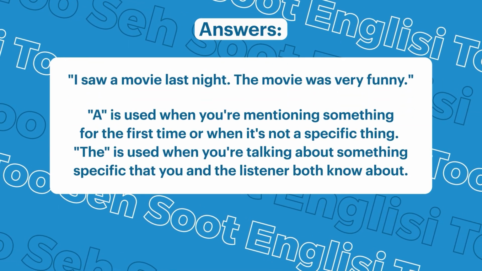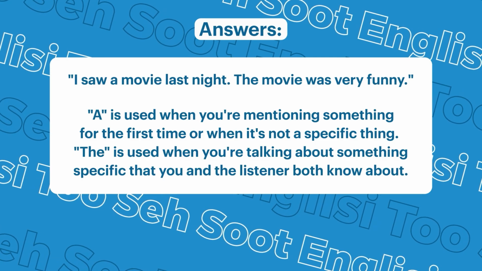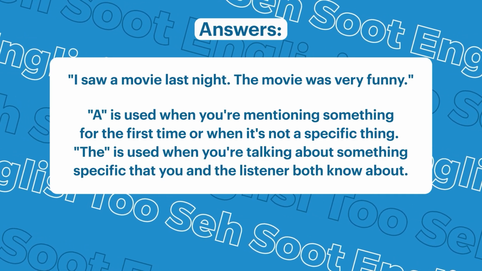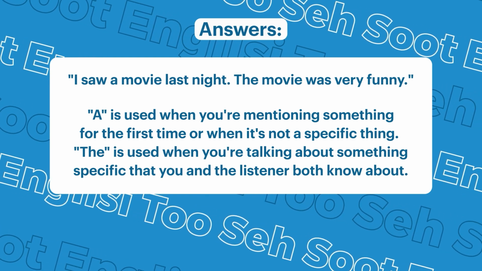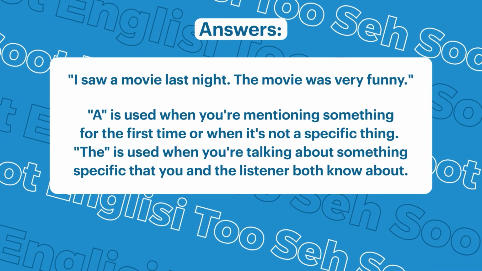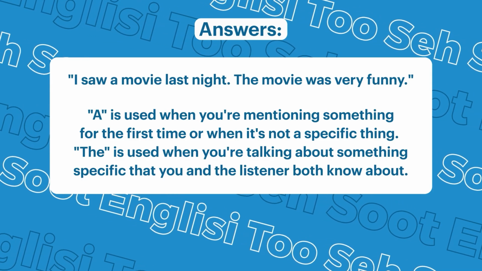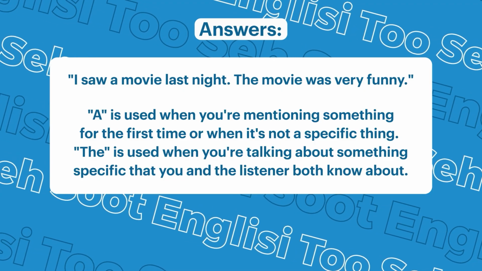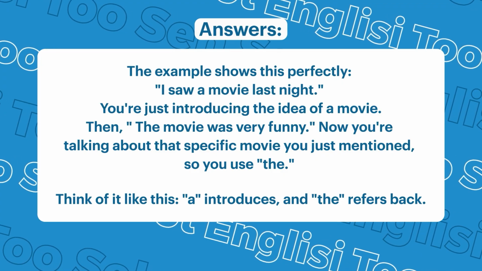Number 2, I saw a movie last night. The movie was very funny. Something interesting happened here: we have a movie for the first time, and secondly we have the movie. Here, know that a is used when you are mentioning something for the first time or when it is not a specific thing. And the is used when you are talking about something specific that you and the listener both know about. The example shows this perfectly.